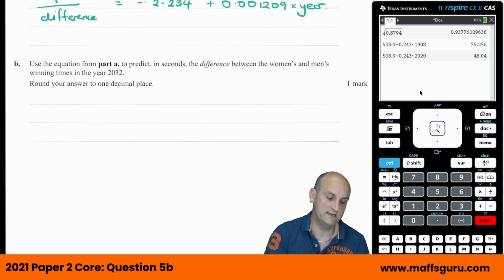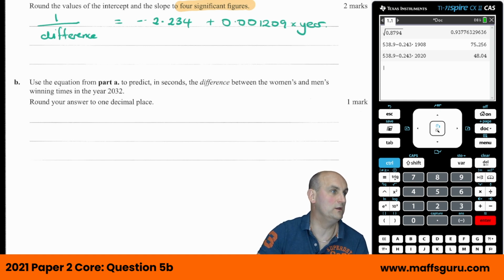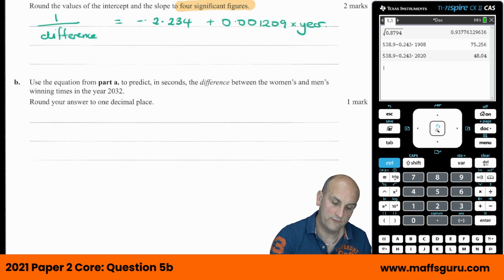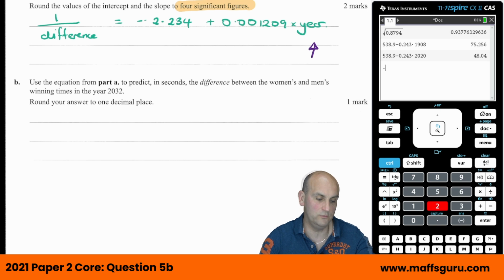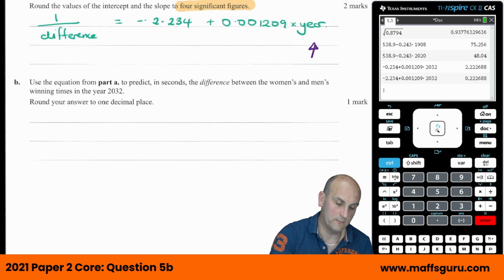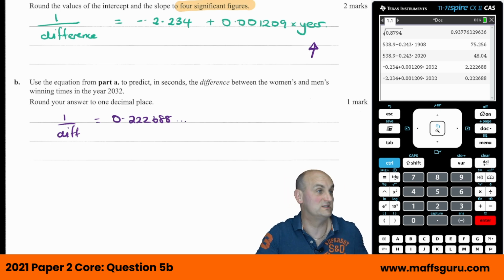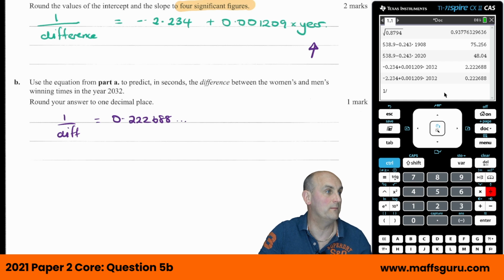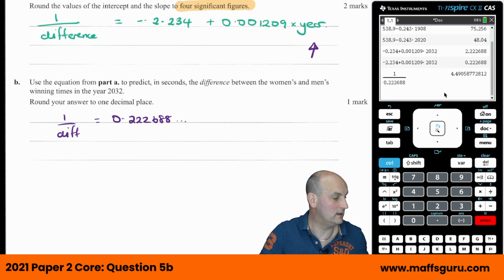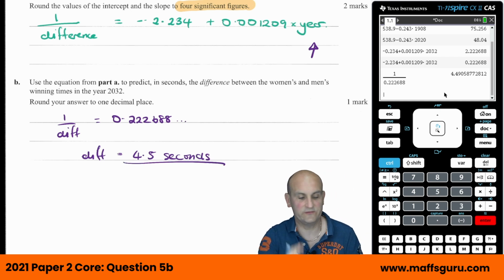Use the equation from part A to predict in seconds the difference between the women's and men's winning time, okay, in 2032. So again, I'm going to show you what I did here. All right, so I'm going to put the value of 2032 into there. So it was minus 2.234. Putting that into my calculator correctly that time gave me that my 1 on the difference was equal to 0.222688. And then all I had to do was do the reciprocal of that. So I just did 1 divided by my answer. It gave me 4.5. So the difference became 4.5 seconds. All right, again, tricks there with the 1 over.